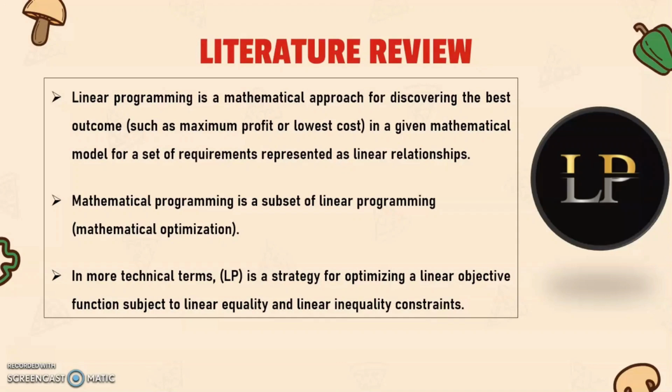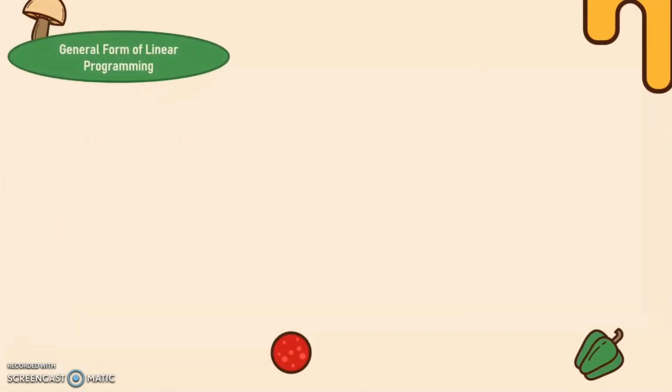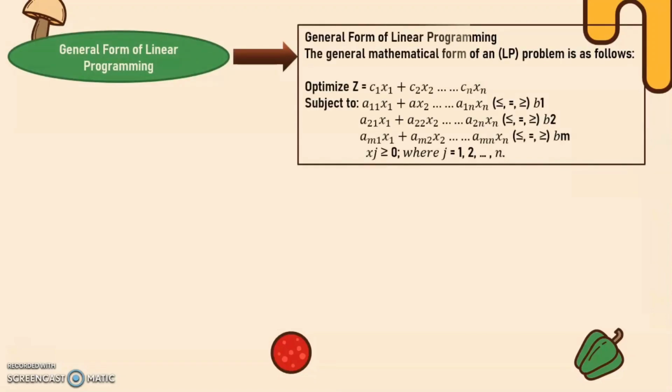Mathematical programming is also a subset of linear programming. In more technical terms, linear programming is also a strategy for optimizing a linear objective function subject to linear equality and linear inequality constraints. So this is a general form of linear programming.